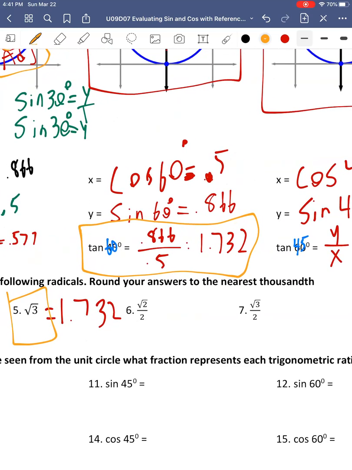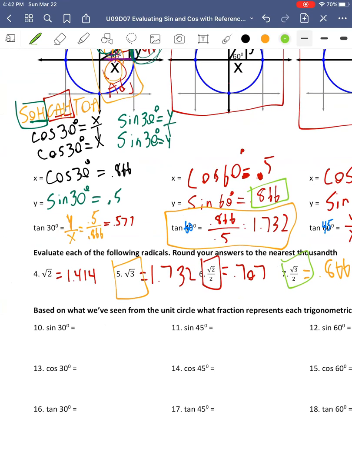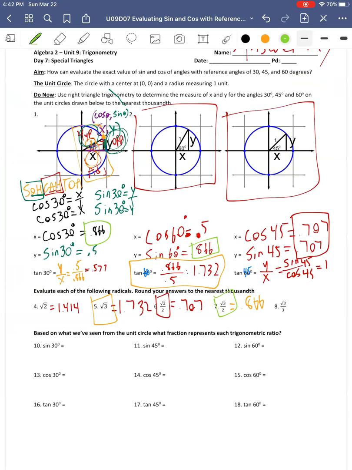Radical 2 over 2 is equal to 0.707. So every time you see radical 2 over 2 or 0.707, you can write radical 2 over 2. These are exact values, whereas the decimals were actually approximations. Next, radical 3 over 2 is equal to 0.866, which you'll see we also have popping up several times. So radical 3 over 2 is also the sine of 60 as well as the cosine of 30. So every time you see 0.866, you can write radical 3 over 2.